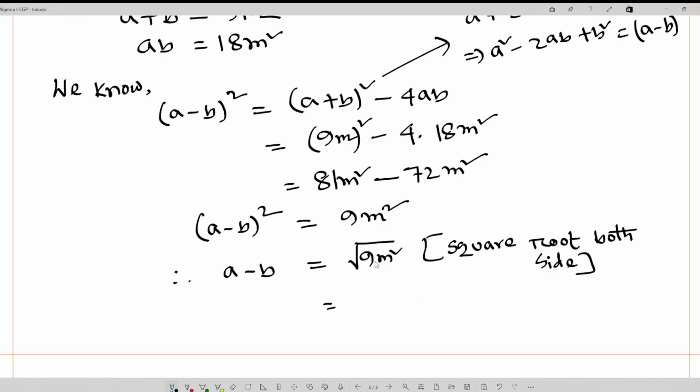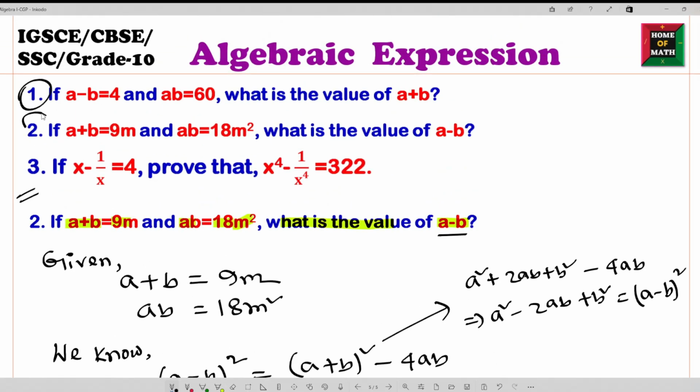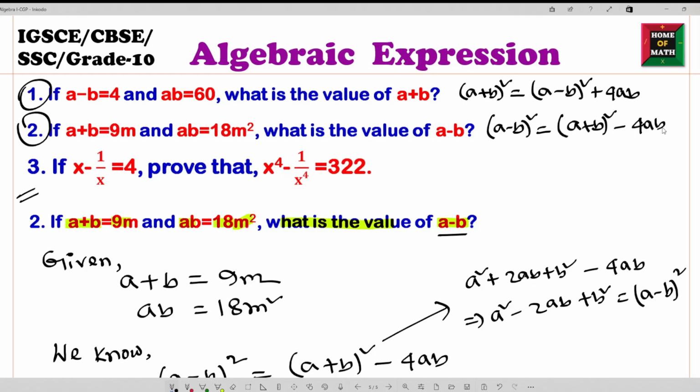So square root 9 means 3, and m square, once we square root it, will become m, and we should write here plus and minus. So this is our answer. So similar math, number 1 and number 2, but different theory. Here we are following a plus b whole square equals a minus b whole square plus 4ab, and here we are following a minus b whole square equals a plus b whole square minus 4ab.